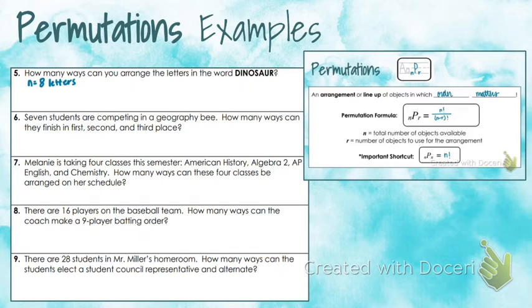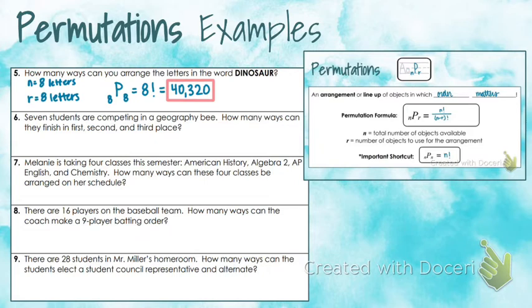Okay, now we want to know what r is, and r is how many letters you're choosing. Well, it wants us to rearrange all of them. So we have to rearrange all 8 letters. So our permutation is going to be 8P8. And if you remember, our shortcut says that this just equals 8 factorial. So we can type that into our calculator and we will get 40,320 different ways to rearrange the letters in the word dinosaur.